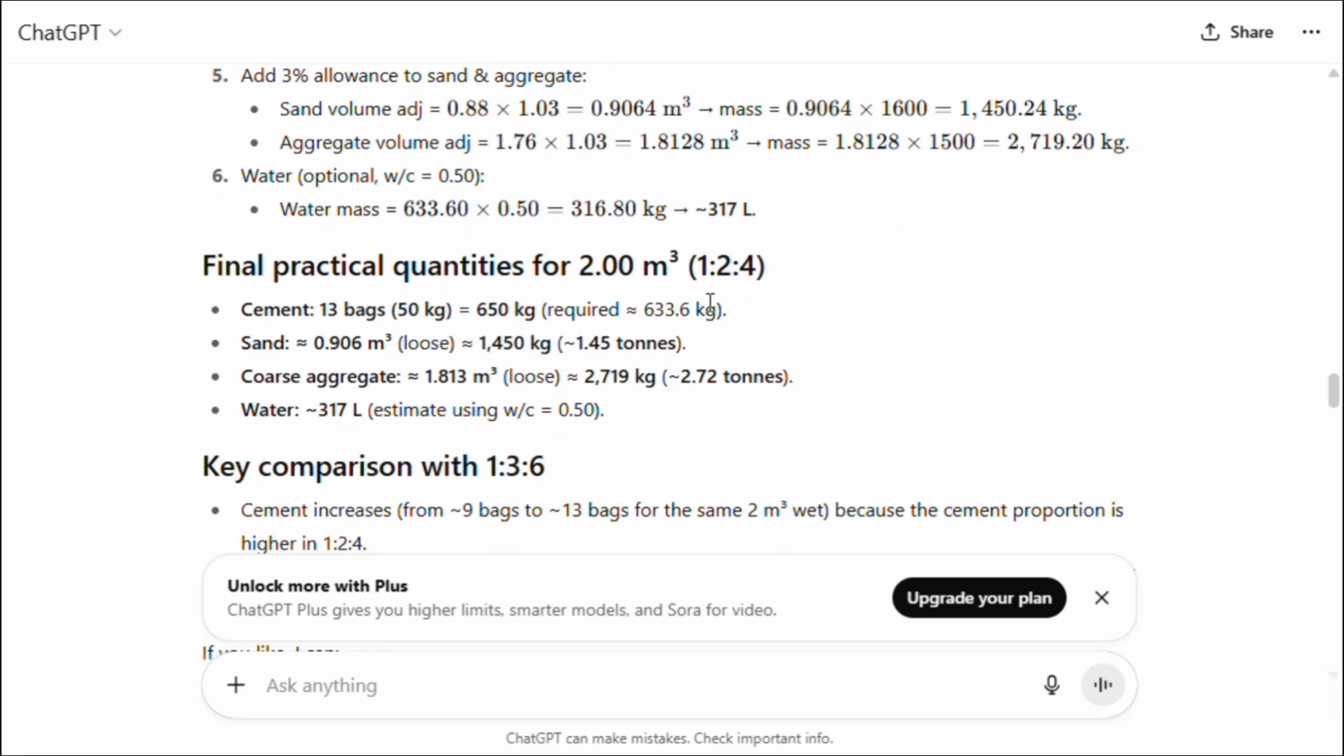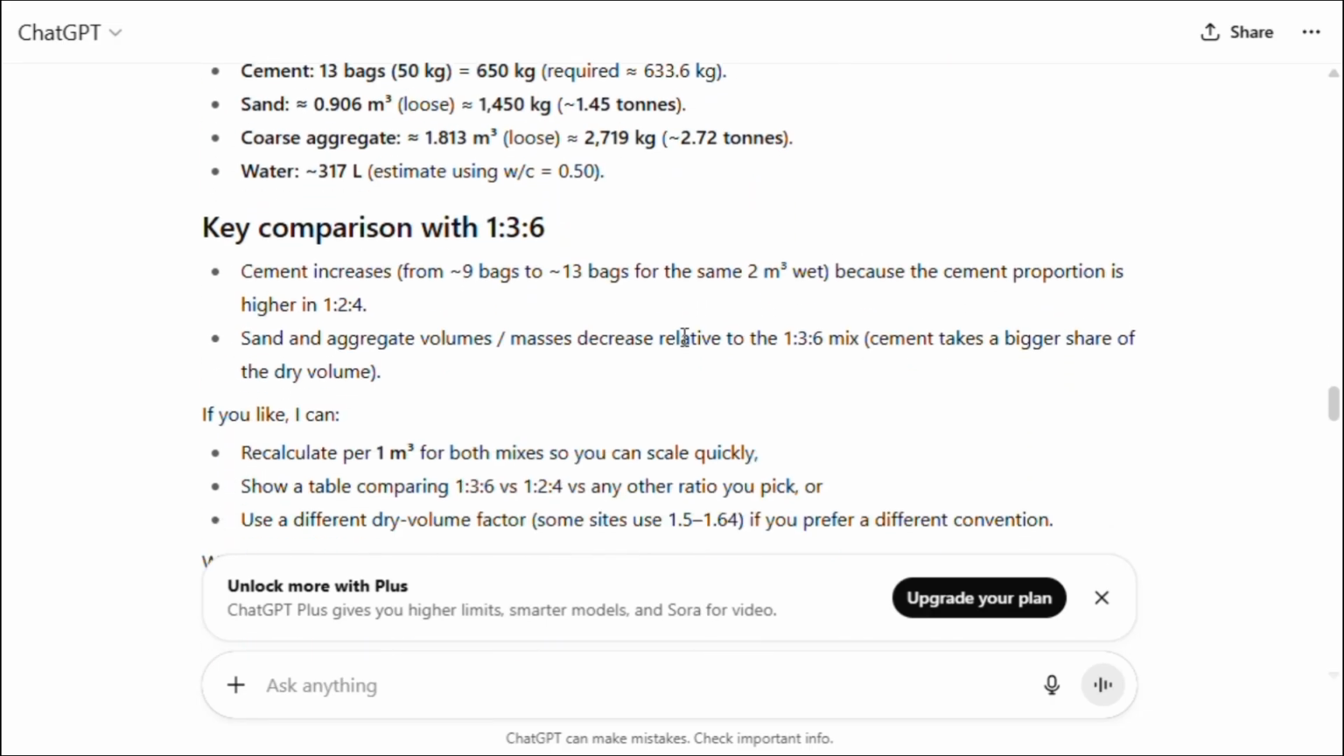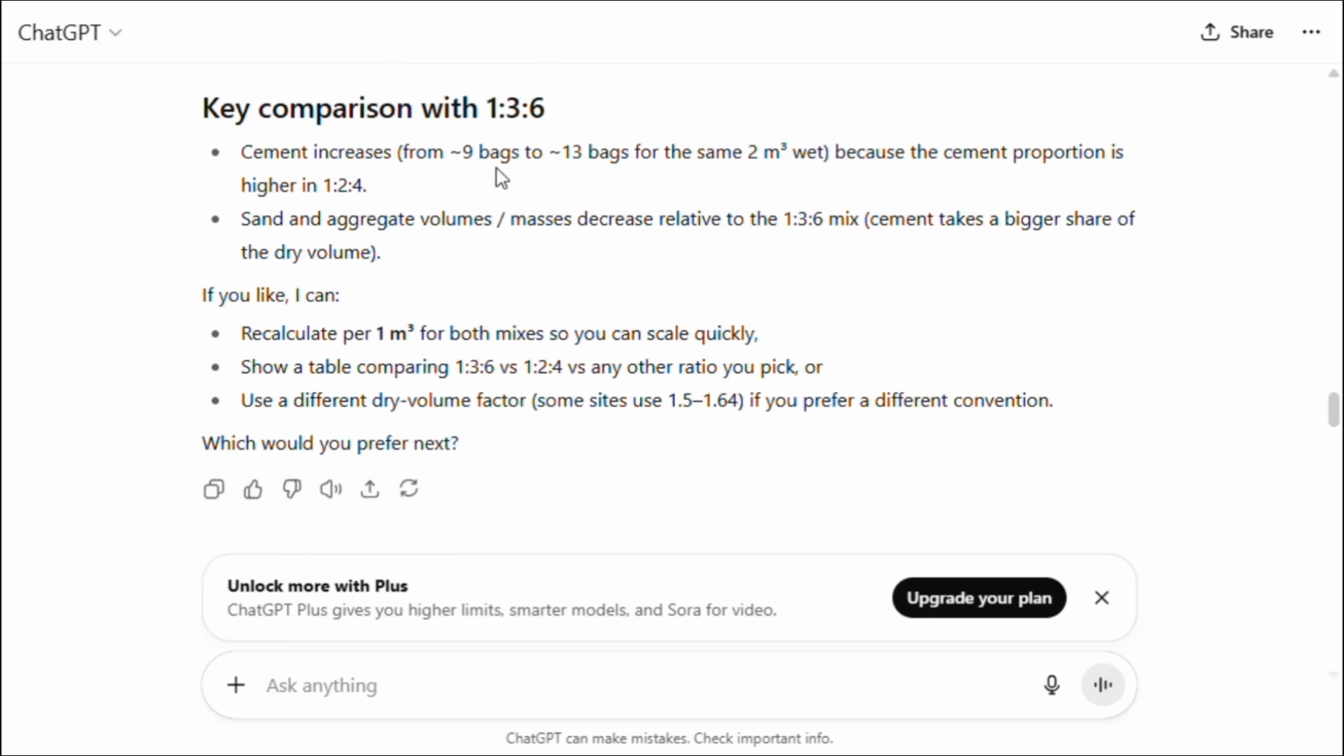So now our final answer, this one is giving 13 bags instead of the 9 bags. The sand is giving 0.96 and the coarse aggregate is giving 1.8 meter cube. It goes on to give the comparison between the two.